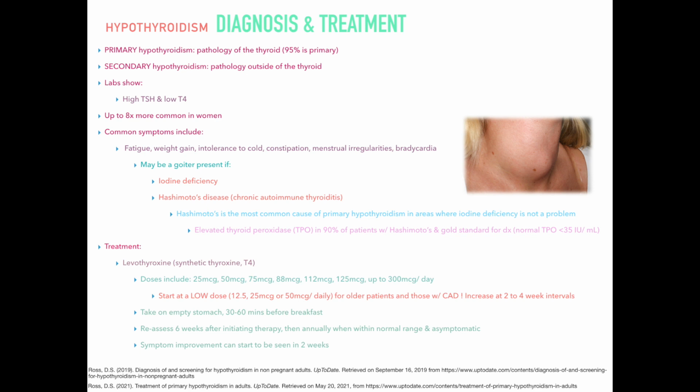So treatment for hypothyroidism is levothyroxine, that is a synthetic thyroxine, or T4. There, I listed the doses for you. They can come in a range of doses, ranging from 25 mics all the way up to 300 mics a day. For the elderly population and any of those with coronary artery disease, we actually want to start them at a very low dose to avoid any kind of cardiac side effects for them.